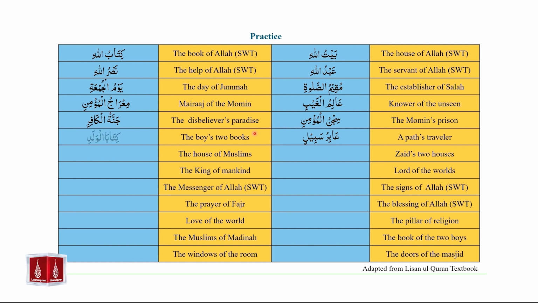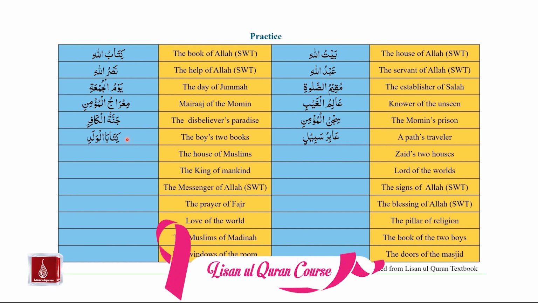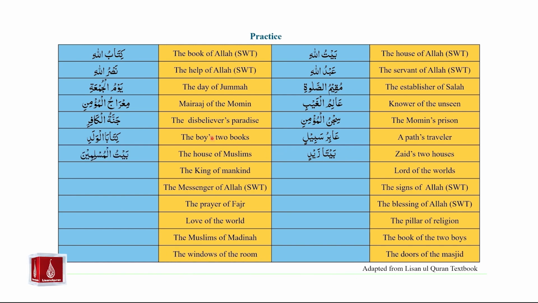The boy's two books. Kitab al-waladi. In this case, for mudaf, we have kitaba rather than kitabani. Mudaf will not accept noon at its end in the case of dual asma and masculine non-broken plural asma. Zaid's two houses. Baita Zaidin. The house of Muslims. Baitul Muslimina. We are using the ina ending sound to indicate jar status for mudaf ilay.